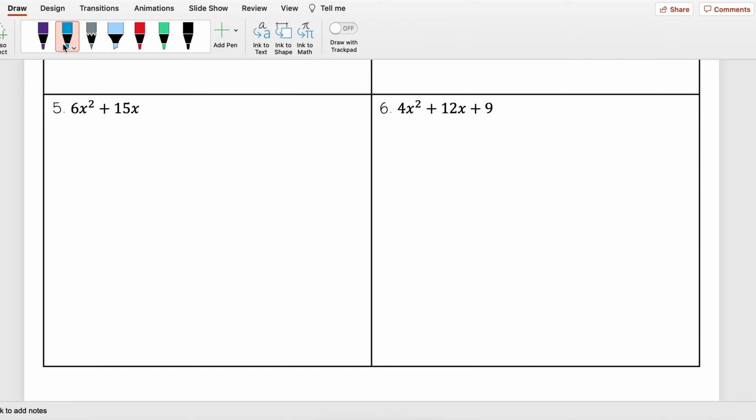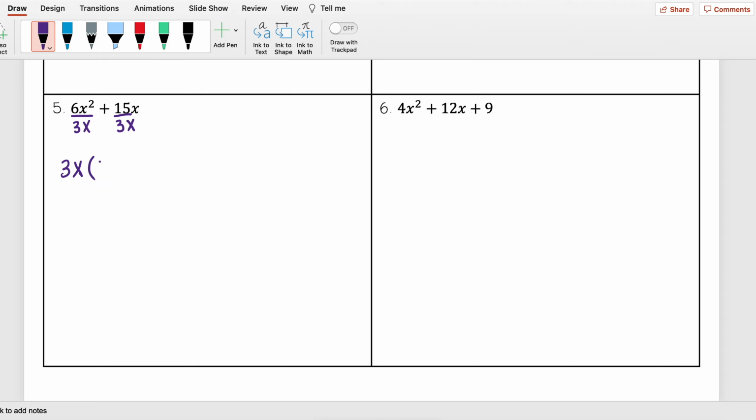Okay, let's try number 5. So number 5, I have 6x squared plus 15x. My first step is to check for a GCF, and I see I do have one. First, for 6 and 15, I see that 3 can go into both. And then for x squared and x, I see I can take out an x. And so my GCF is going to go out in the front.